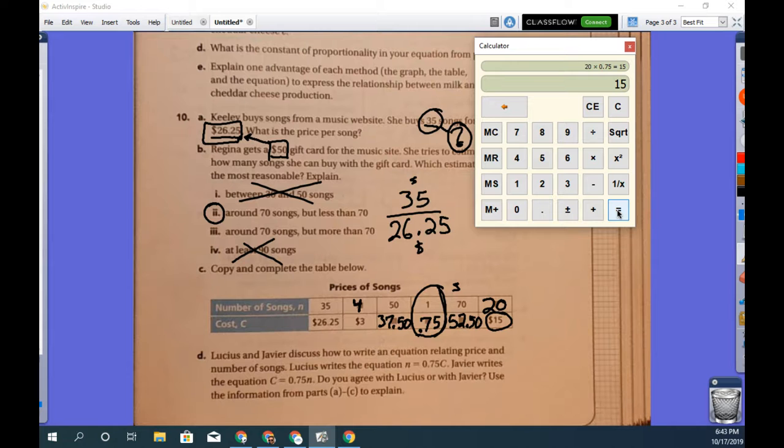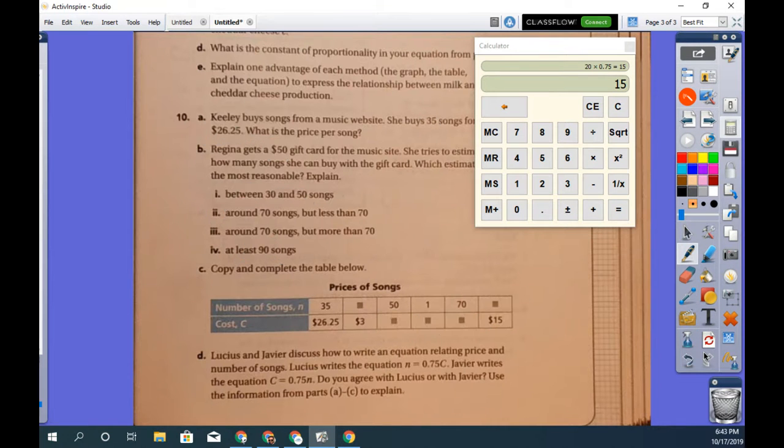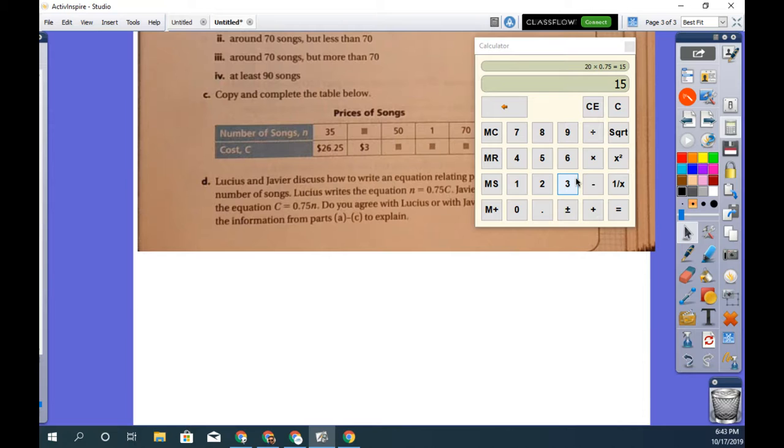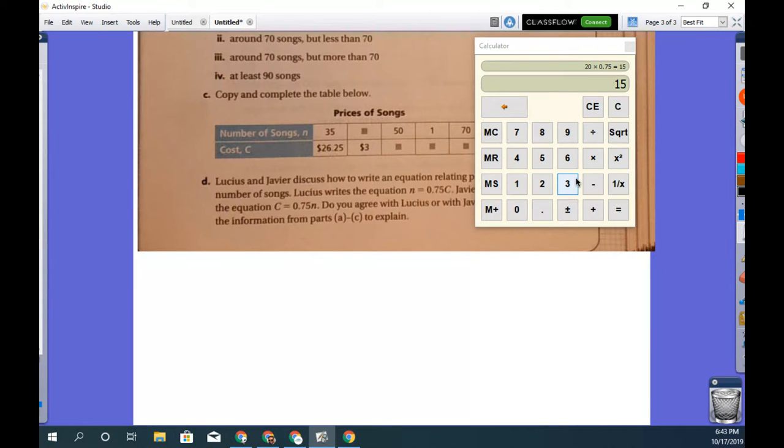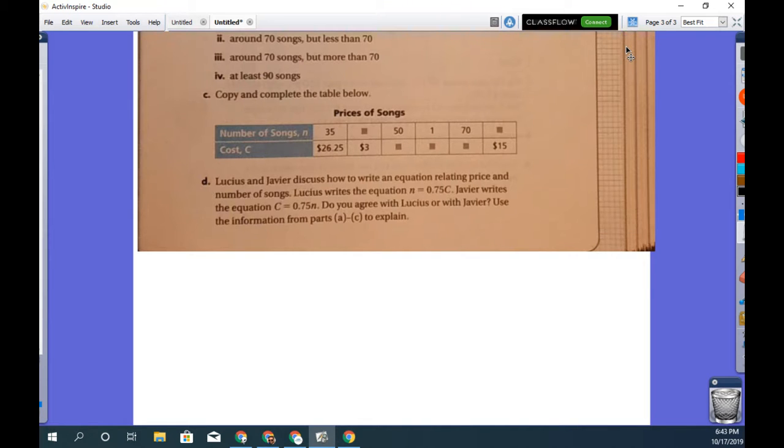Now we're looking at D. And I think question 10 ends with D. Yes, it does. Awesome. Question D says, Lucas and Javier discuss how to write an equation relating price to number of songs. Lucas writes the equation N equals 0.75 times C. Javier writes the equation C equals 0.75 times N. Do you agree with Lucas or Javier? Use your information from part A and C to explain.